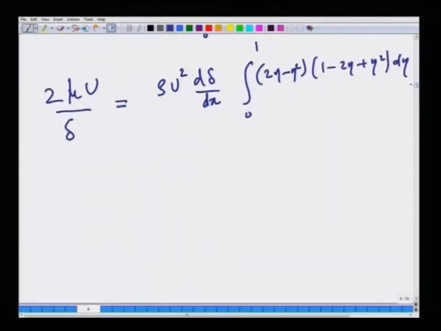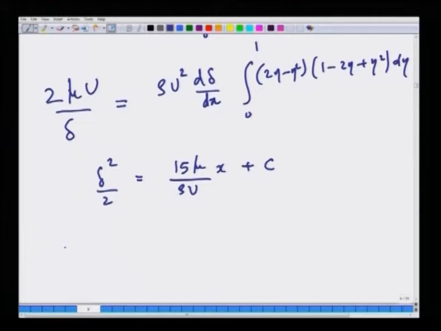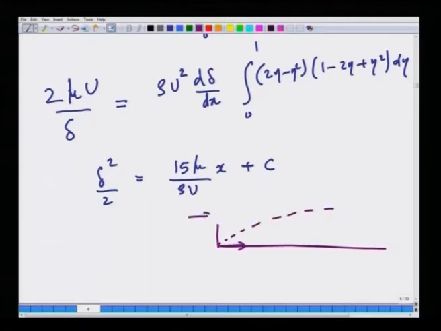Once you solve this expression, you will get delta squared by 2 is nothing but 15 mu by rho U times x plus c. So, now let us assume that at the leading edge of the boundary layer, at x equal to 0, the fluid is just hitting the flat plate at x equal to 0.